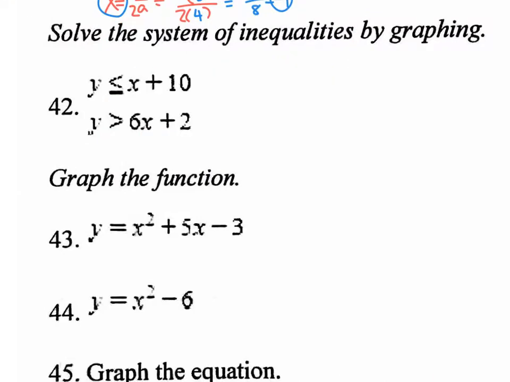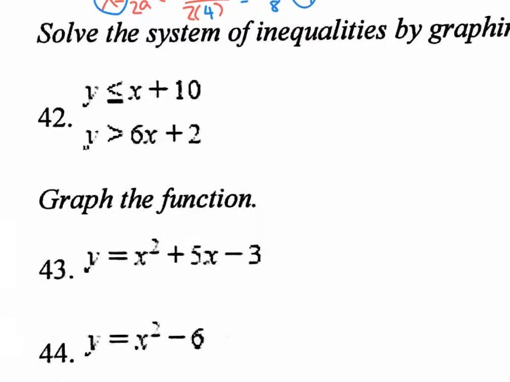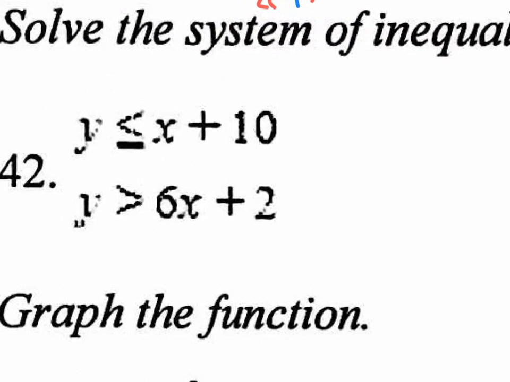Number 42. This is obviously a little bit more challenging without an actual graph, but they're both in slope-intercept form. I hope you guys remember slope-intercept form. y equals mx plus b. So the b value is where you start. That's your y-intercept value. And the m tells you how much to rise and run from that point on the y-axis.